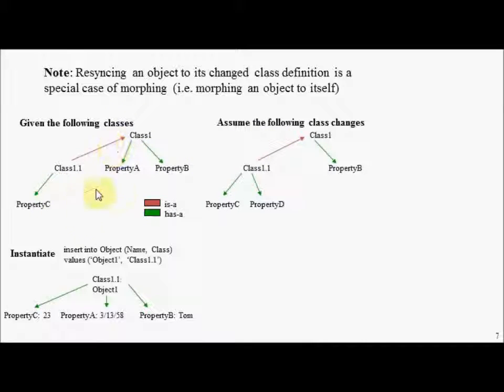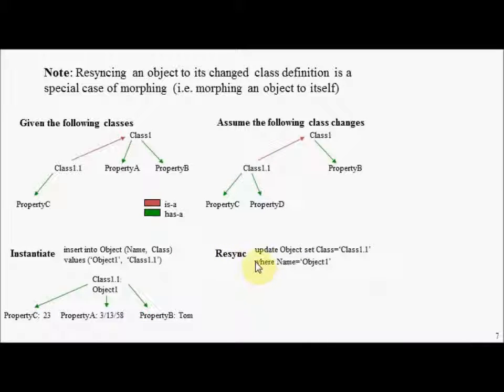We change our definition here. So class 1.1, which only had property C before, we add a property D. And the more general class called class 1, we remove property A. Notice now that our updated class definition is out of sync with the objects that we've created here. So the way to rectify the problem is we do an object morph.